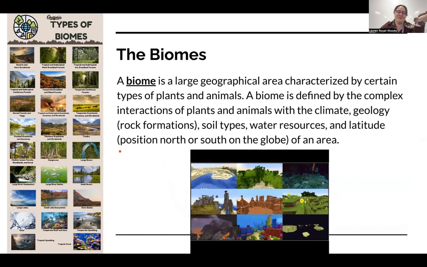A biome is a large geographical area characterized by certain types of plants and animals. A biome is defined by a complex interaction of these plants and animals with climate, geology, rock formations, soil types, water resources, latitude, and area. And there's a ton, and we're going to get into several different ones. We're going to split it into terrestrial and then aquatic, because there are two major things going on here on the planet: on land and under the sea. Under the sea. I am not going to sing because I suck.